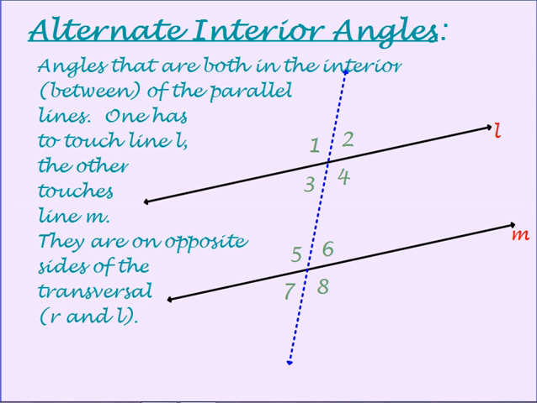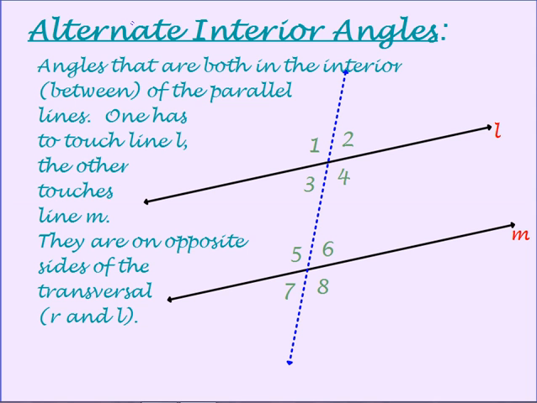The next type of angle pair we're moving on to are alternate interior angles. Now, alternate means different sides of the transversal or opposite sides of the transversal. So if I have one to the left, its partner is going to be to the right of our transversal. Interior is this area in here between the 2 parallel lines. That's the interior of our sketch.